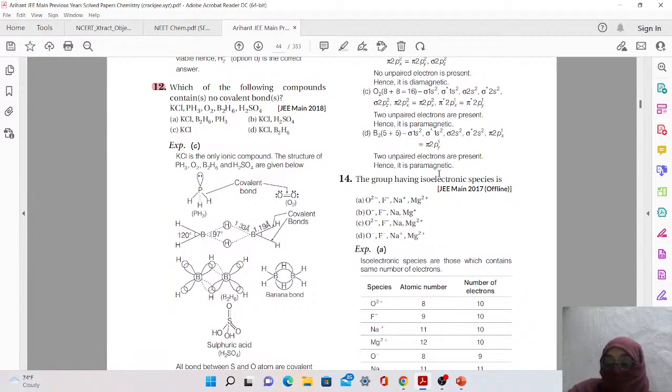Let's do JEE Mains 2017 asked question, which is your 14th question. They are asking us to calculate the one which is having isoelectronic species. Do you remember I told you about the isoelectronic? Iso means same, electronic means electron. The species or the molecule which have same number of electrons are called isoelectronic. So you just need to find out the one which is having isoelectronic species.